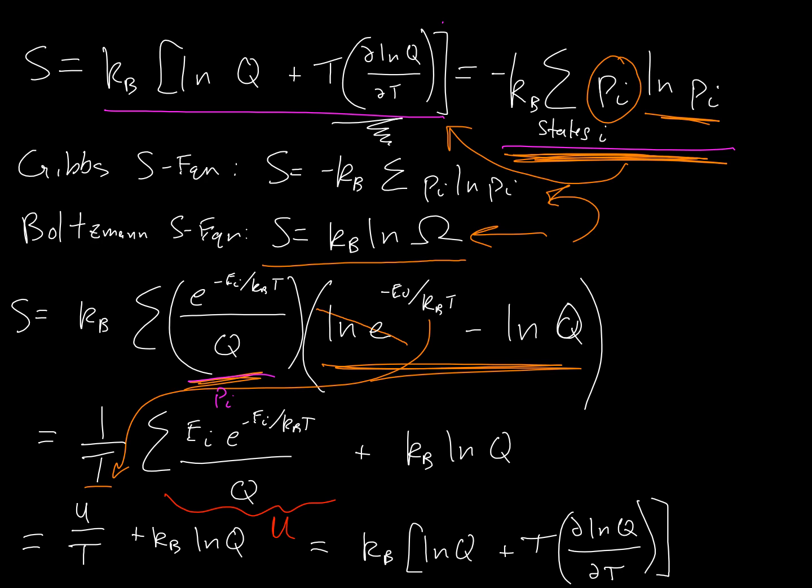So eventually we get out the right answer, or the same, to show that this is equivalent. And in this case here, this U over T is this term right there, and the k_B ln Q is of course this term over here. Wasn't my smoothest work, but they are equivalent. We can show that. Okay, so now we have assurances that the Gibbs entropy equation is equivalent to what we have seen for the canonical partition function.